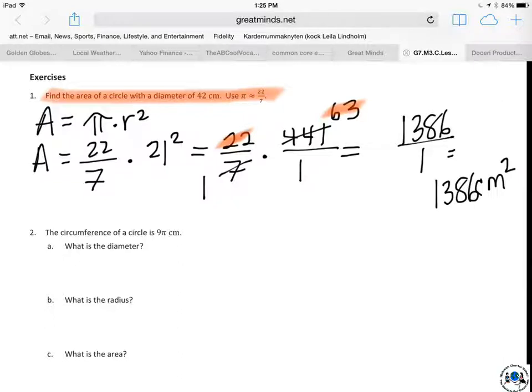Okay, so let's go ahead and do number 2. Number 2 here is asking us the circumference. The circumference of a circle is 9 pi centimeters. Let's pay attention to the way they've expressed that, all right? So tell me what its diameter is, its radius, and its area. It's amazing you're going to be able to come up with all of those just with this one little piece of information. Okay, so go ahead and give that a whirl.